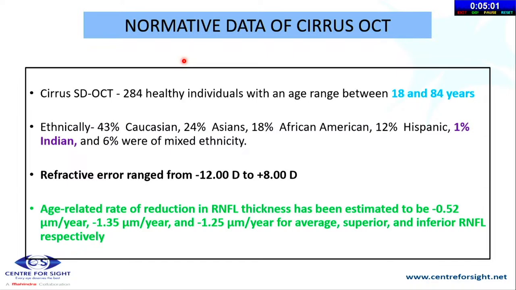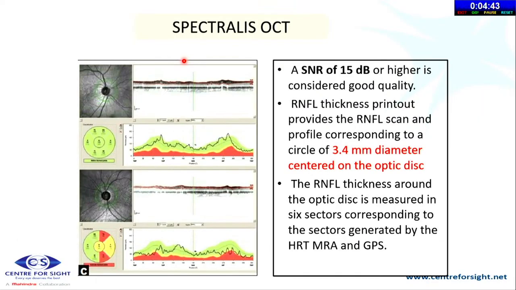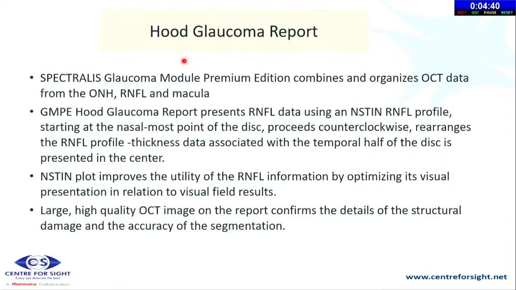And ethnically over here, you have 43% Caucasians, 24% Asians, 18% African-Americans, 12% Hispanic, and very poor Indians are only 1%. So I'm going to go further. There's going to be age-related changes. Parameters which are important, I've already talked about. Here, Spectralis OCT, 15 decibels, very important.